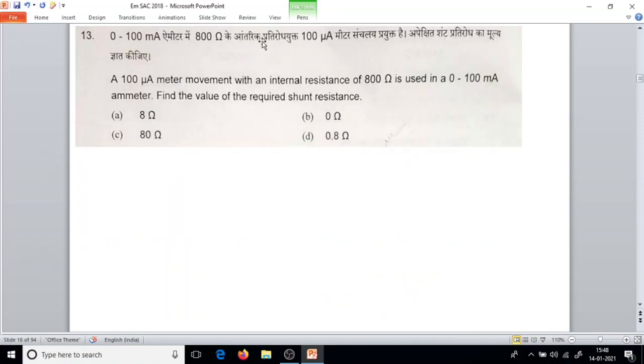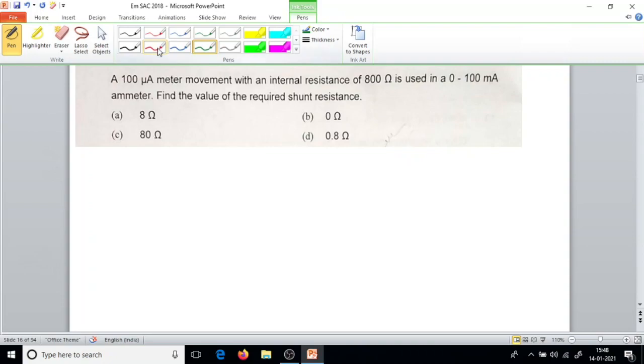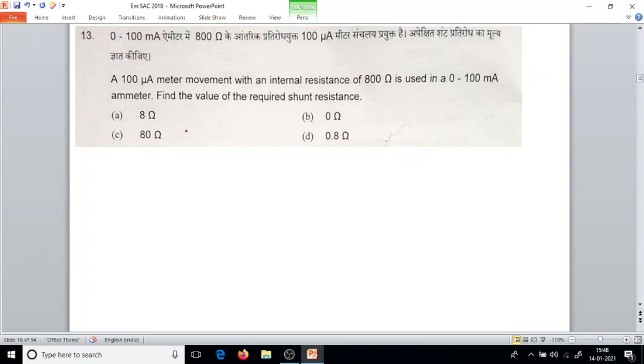Question number 13. A 100 microamp movement with an internal resistance of 800 ohm is used in a 0 to 100 milliamps ammeter. Find the value of required shunt resistance. Now, using a shunt resistance, we can increase the rating of an ammeter. Now I'll show you how to do it.